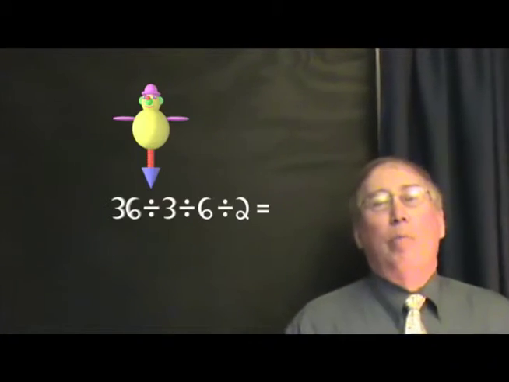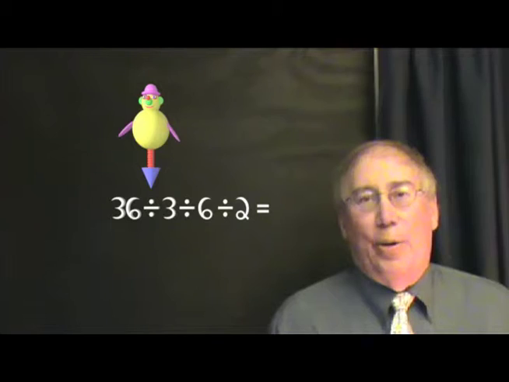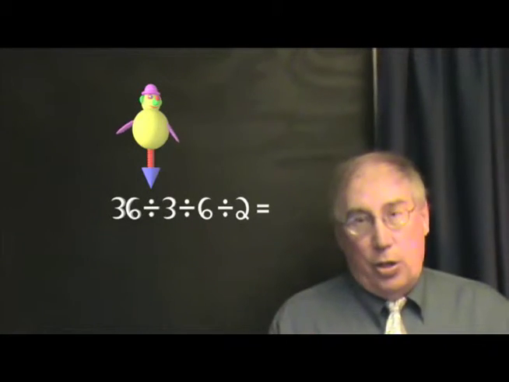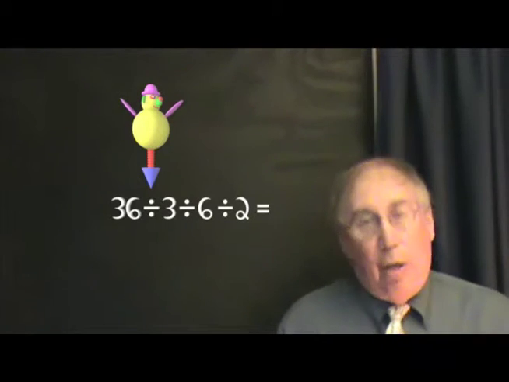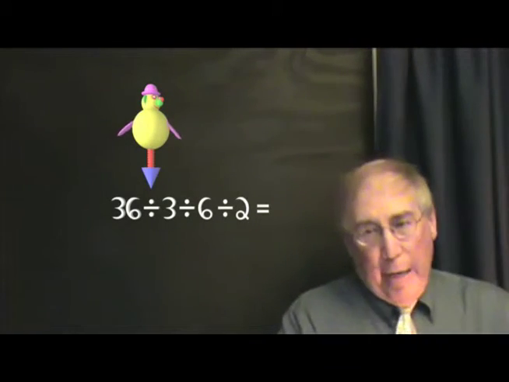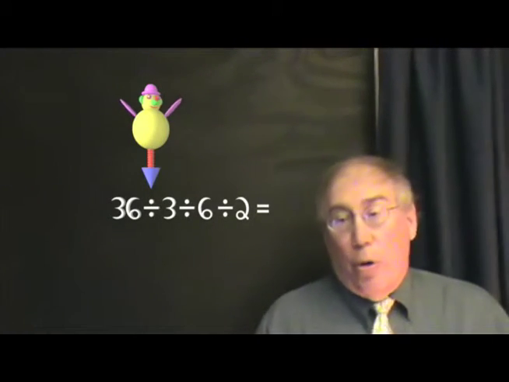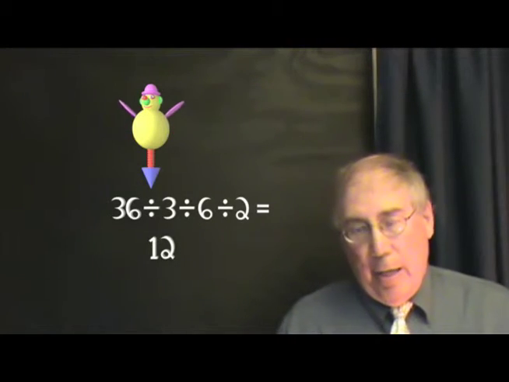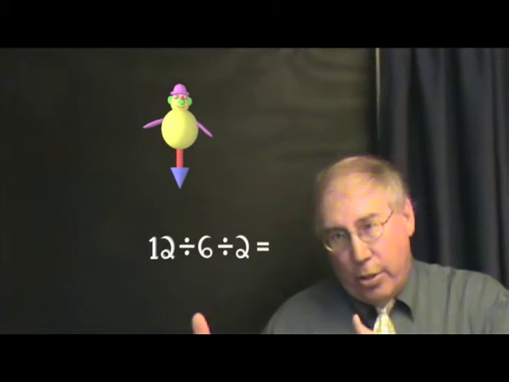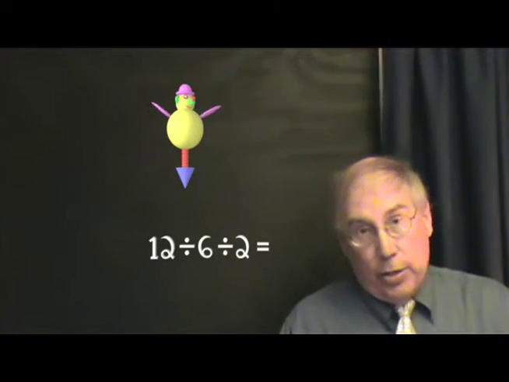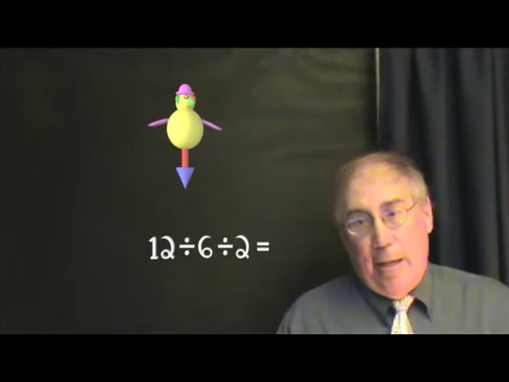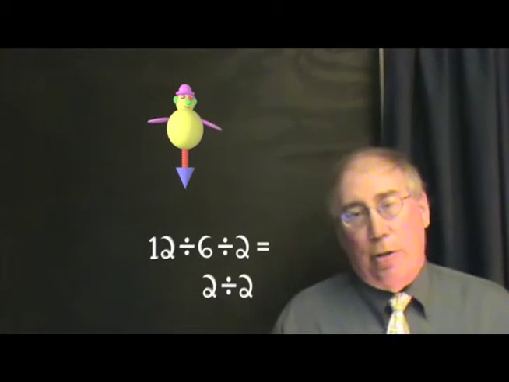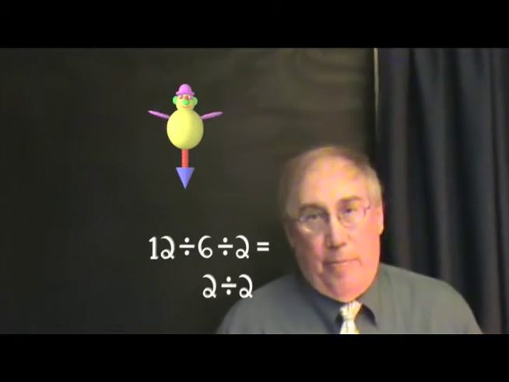Now only one more problem to go, and then I'll let you rest. Now this involves division all the way along. Start from left to right and divide as you go along. So 36 divided by 3 is 12, and then take 6 and divide it into 12, and that'll give you 2, and then take the 2 and divide it into 2, and that should equal 1.